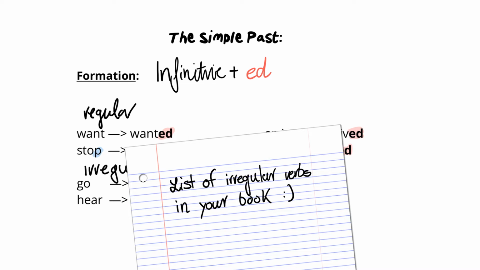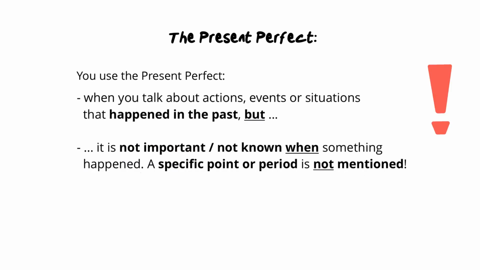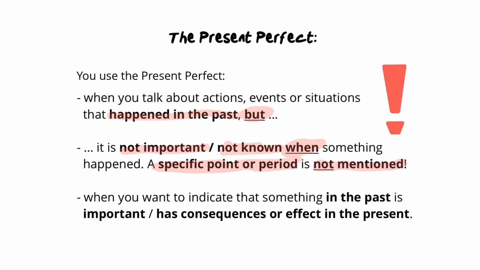Now let's move on to the present perfect. We also use the present perfect when we want to talk about actions, events, or situations that happened in the past. But it is not important, not known when something happened. A specific point or period is not mentioned. You also use the present perfect when you want to indicate that something that happened in the past is important, has consequences or effects in the present.